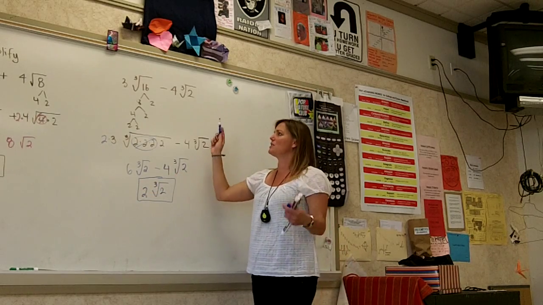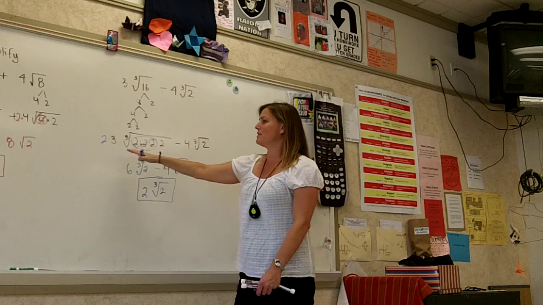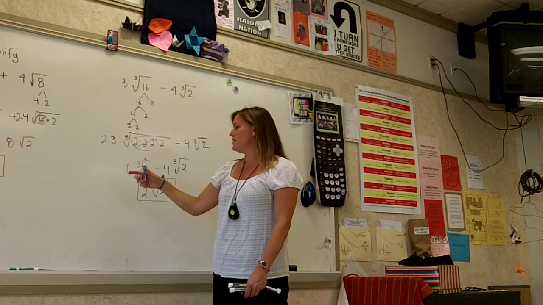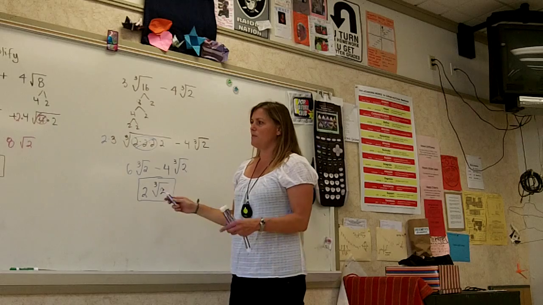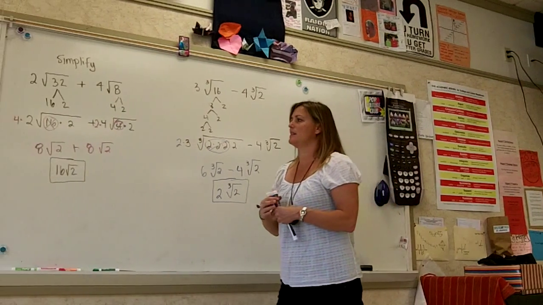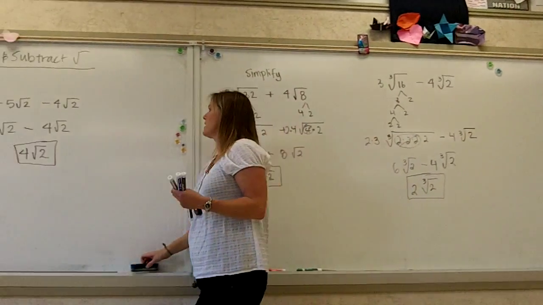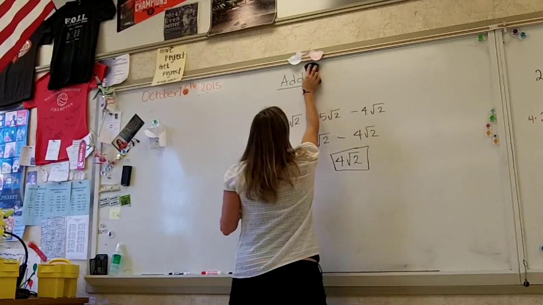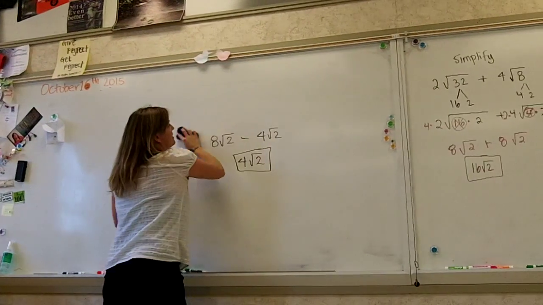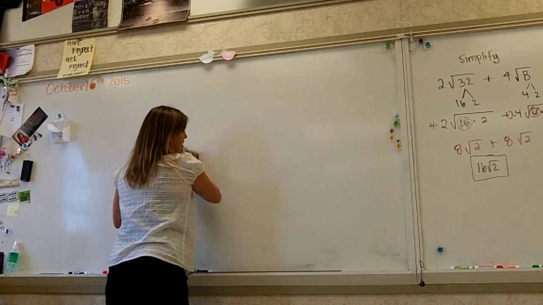All you have to do is make sure that before you combine the numbers in the front, you simplify the roots so that the numbers inside the roots are the same. Okay, well, adding and subtracting is pretty easy. So let's do something else.